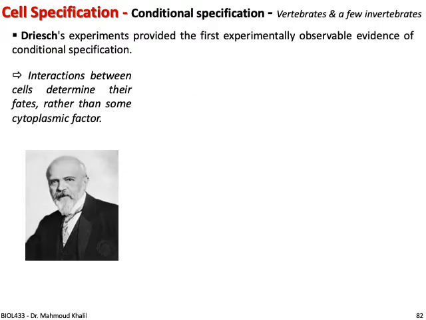Driesch was the first scientist, a German scientist, who provided the first experimentally observable evidence of conditional specification. He said that interactions between cells determine their fate rather than some cytoplasmic factor. Still, the cells have cytoplasmic factors, which are the transcription factors or morphogenetic determinants, but the interaction and the paracrine secretion between the neighbor cells enables this conditional specification.